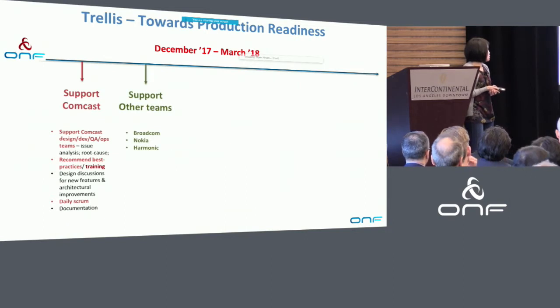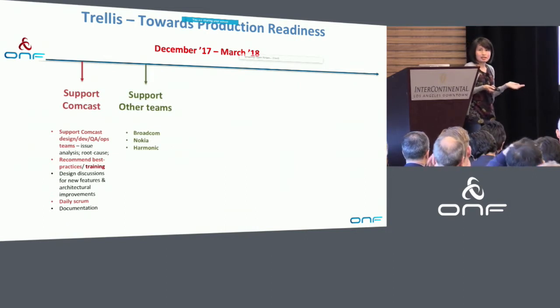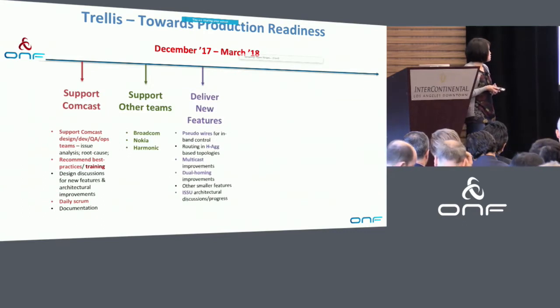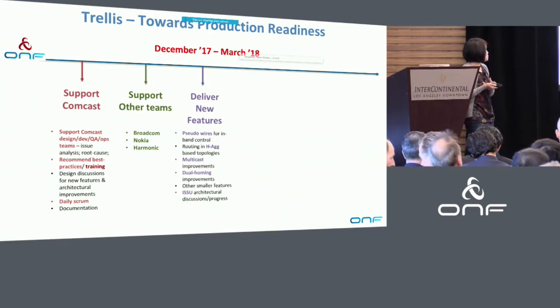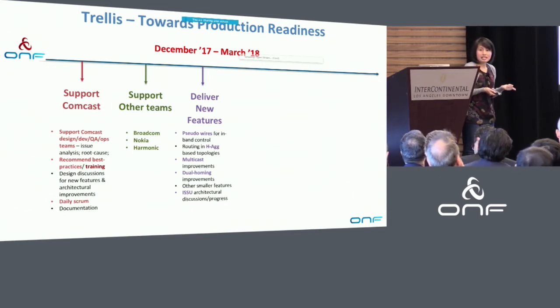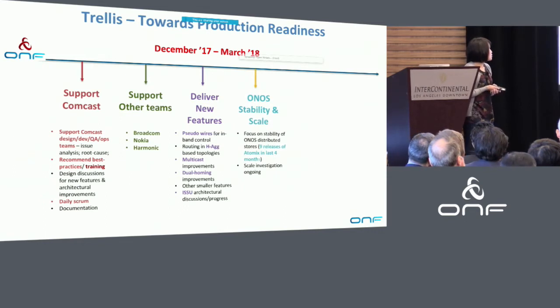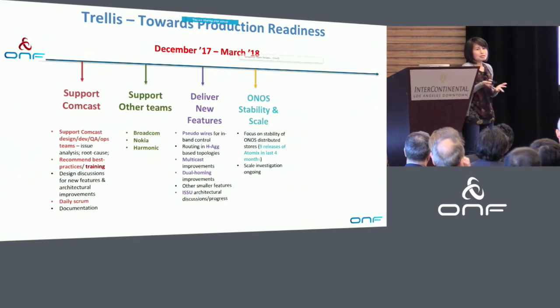So other teams that we're working with closely: Broadcom, Nokia, Harmonic. And then as new features are being developed, you'll see that we've added pseudo-wire support, multicast, dual homing, a lot of functionality in terms of HA stabilization, ISSU to make sure that we can upgrade in the field. And then ONF stability. So as we look at the requirements for route support, as we look at the scaling support, there's a lot of work going on in Atomics in our HA library in order to enable this functionality.